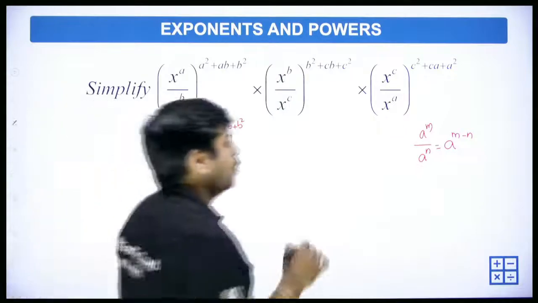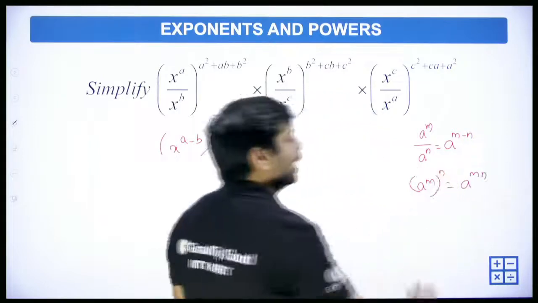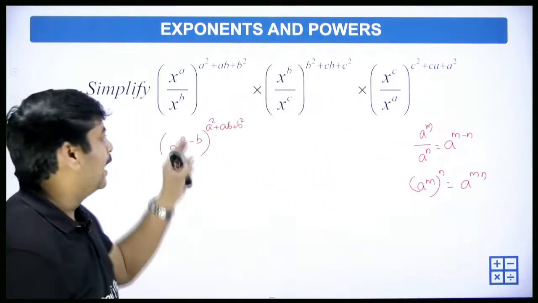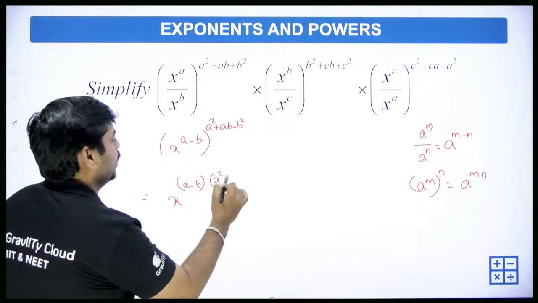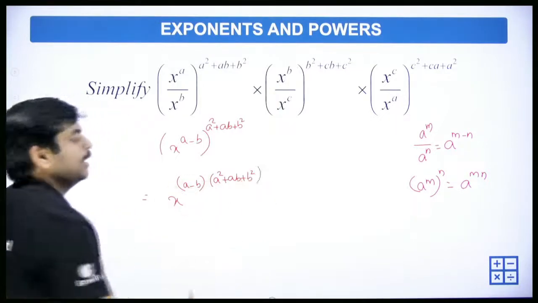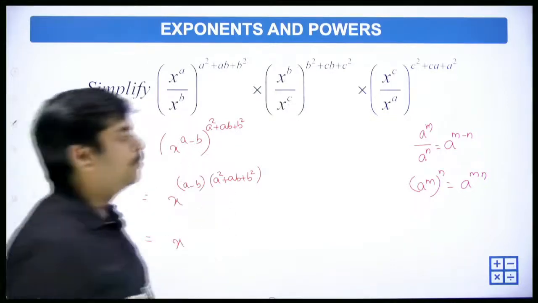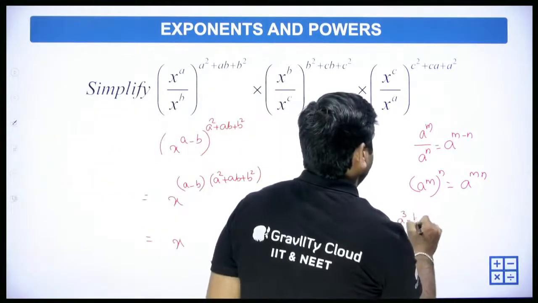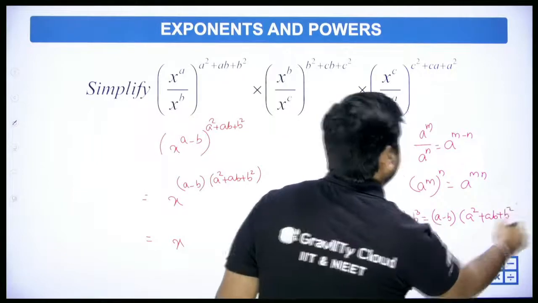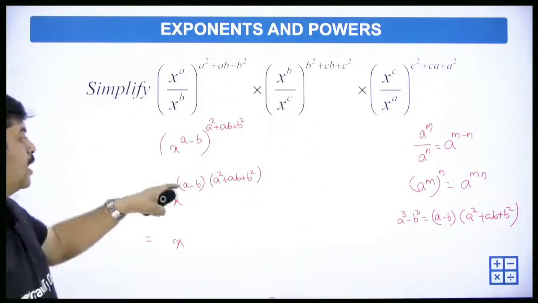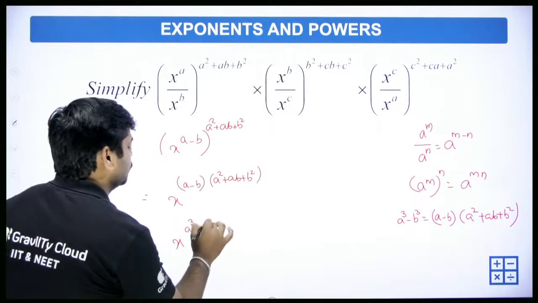We also discussed the formula of a power m whole power n, which is a power mn. You need to multiply m and n. So that is equal to x power a minus b into a square plus ab plus b square. If you remember the formula of a cube minus b cube, a cube minus b cube is equal to a minus b into a square plus ab plus b square. So here the same formula is appearing. So it is equal to x power a cube minus b cube.